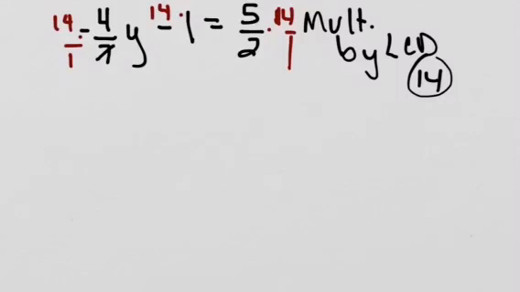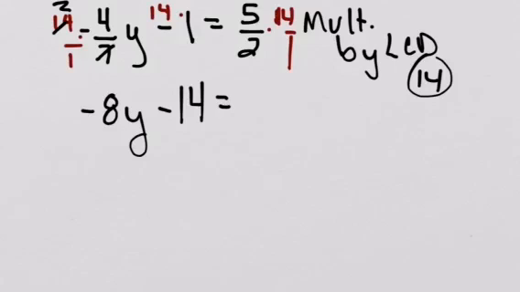Well, over here the 7 cancels with the 14, leaving a 2. 2 times negative 4y is negative 8y. 14 times negative 1 is negative 14. And on the one term on the right, the 2 cancels with the 14, leaving behind a 7. And 7 times 5 is 35. And you can see the new equation does not have any fractions.